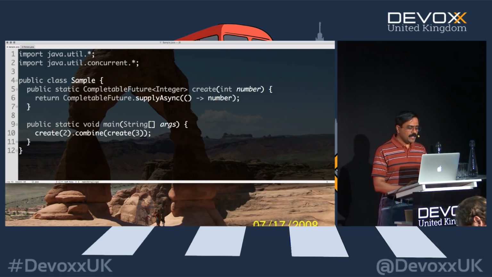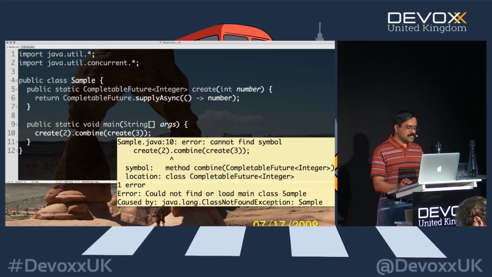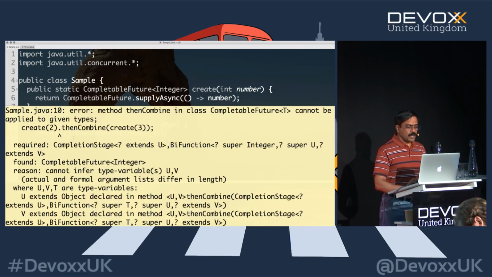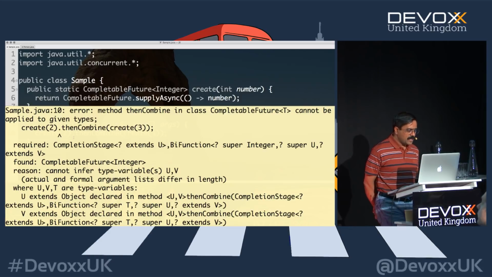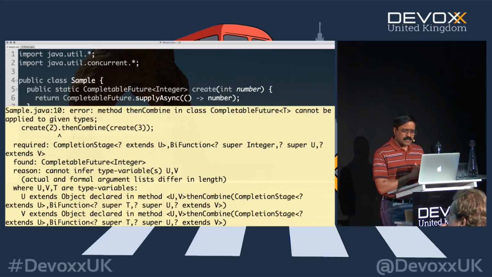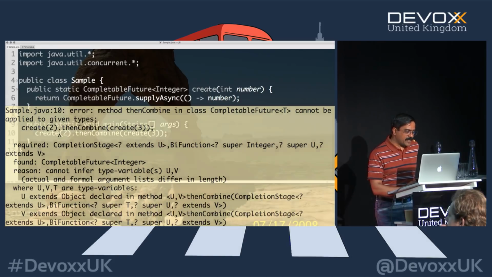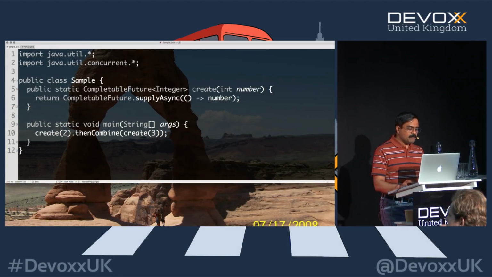So what does this really do, the combine method? Well, this is going to be then combine between those two operations. So, let's see what it says. Method thenCombine in class cannot be applied to the given types. It needs a BiFunction that you are going to provide in this case. All right, let's see what this is saying. Requires a CompletionStage and then a BiFunction after that. Great. So I'm going to say thenCombine.